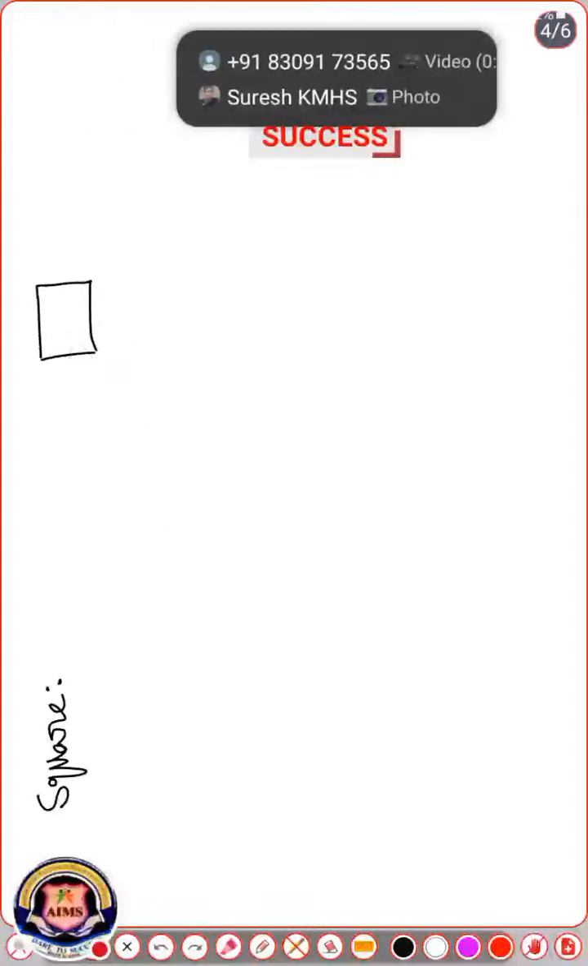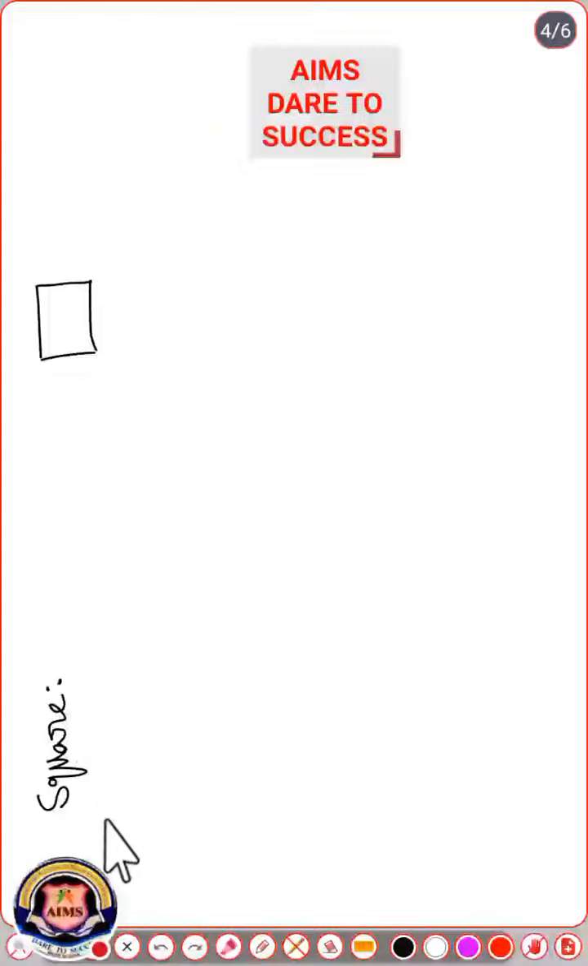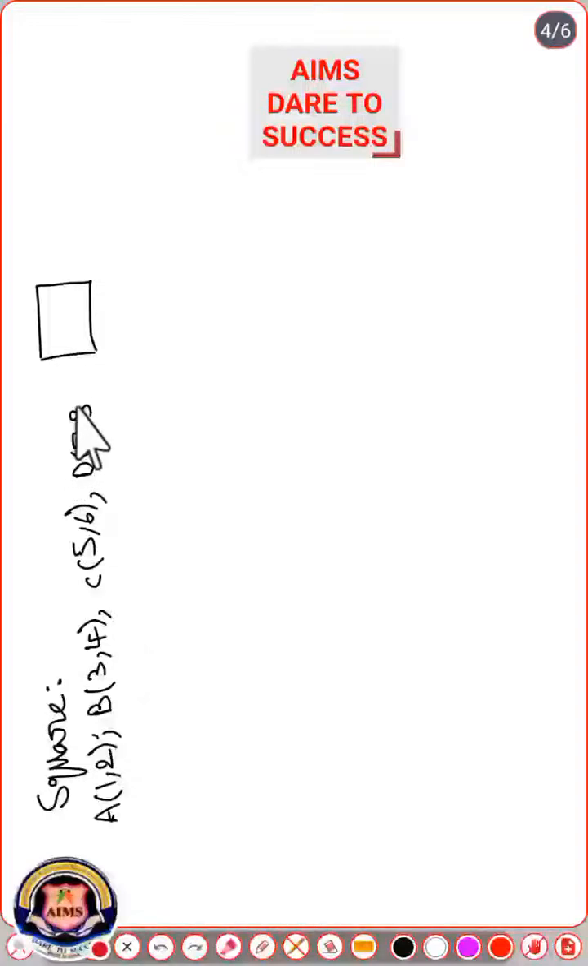Square concept. Square means, according to 10th class concept, all sides are equal. Here, in the complex number concept, suppose point A is 1 comma 2. I am giving you this just logically, not exactly. B is point 3 comma 4, C is point 5 comma 6, D is point 7 comma 8. They can give you like this.